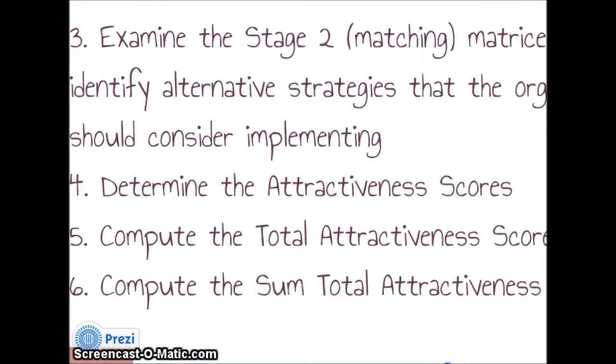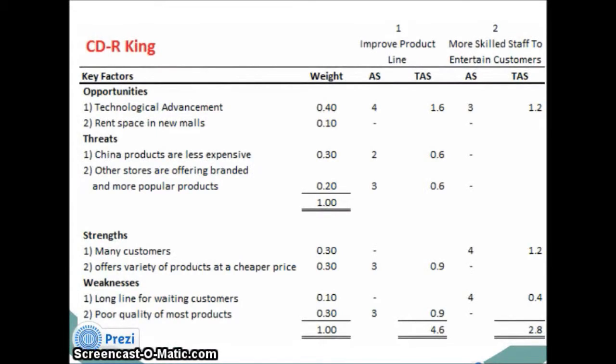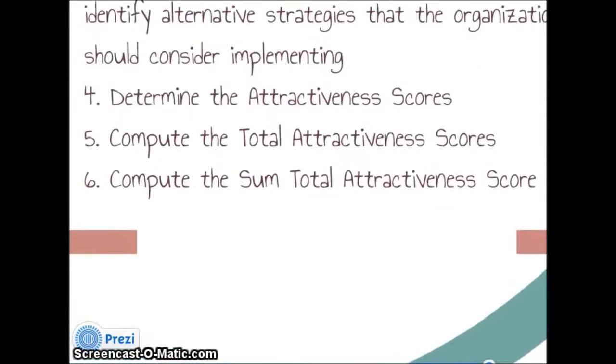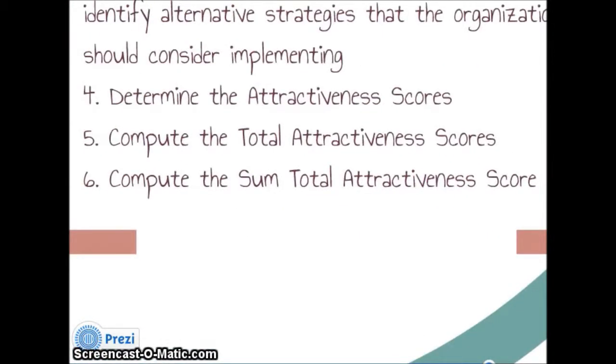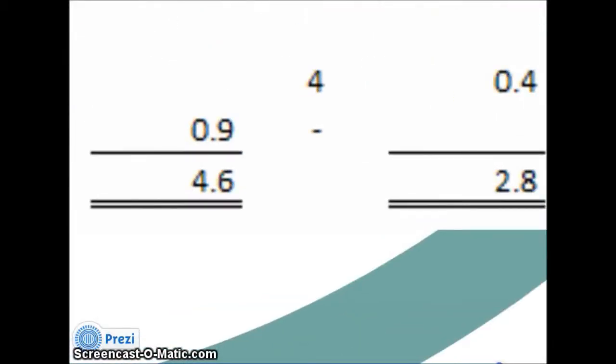Next, we compute the total attractiveness scores. So you just get the product of the weight and the attractiveness score to get the total attractiveness score. Next, compute the sum total attractiveness score. So you just add all the total attractiveness scores. After summing it all up, the strategy with the higher score is the one which will be implemented by the company.